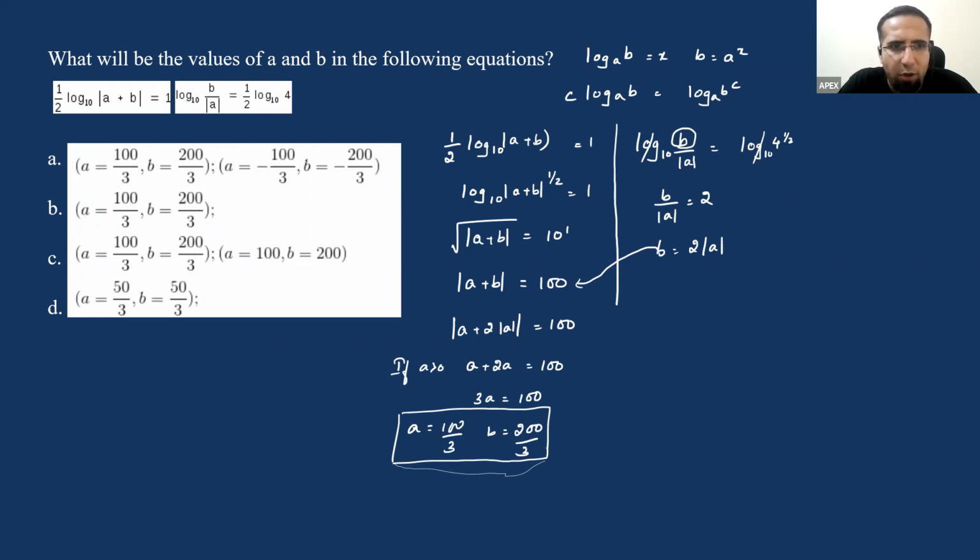Now, if you observe option A, option B, and option C, all of them are giving you 100 by 3, 200 by 3, 100 by 3, 200 by 3. Right? Now, I'll right away reject option A because b should be positive. Clear? Because in this case, if b is positive, only then a positive value divided by a positive value will always be a positive value. So option A can be rejected because b can't be a negative value. Similarly, I'll reject option D, because a equal to 100 by 3 and b equal to 200 by 3 is one of the possible solutions.